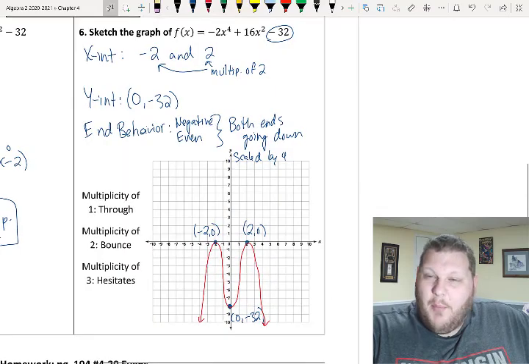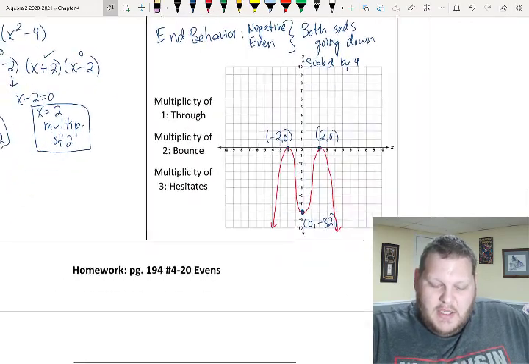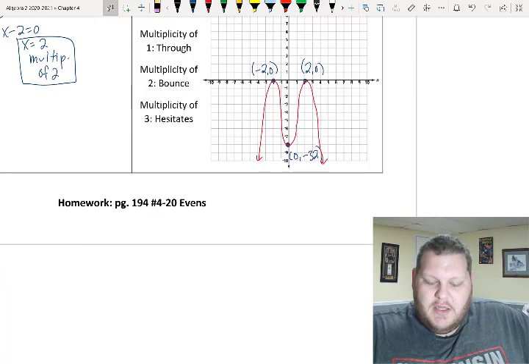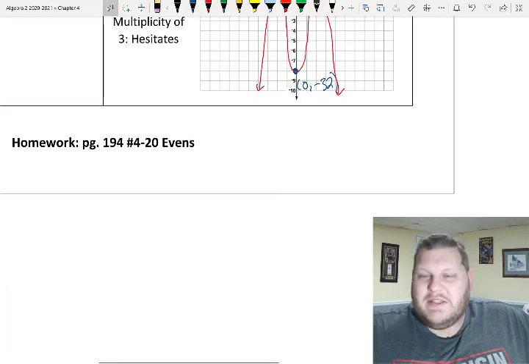I think you only got a couple of those on your homework tonight, which is right there on the screen, page 194, 4 through 20 evens.